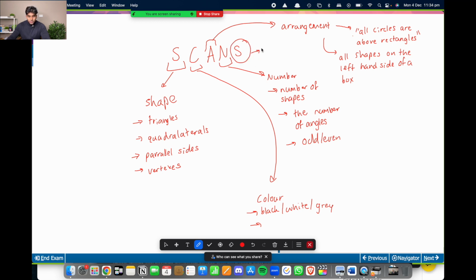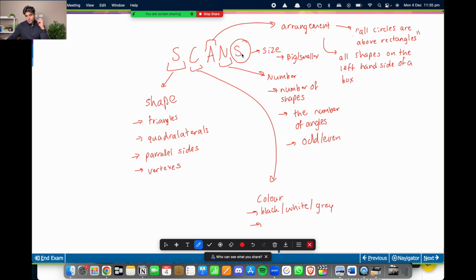And the last S refers to size. Maybe one thing is bigger than another thing. There's a big square and then a little square, and then there's a big circle and a little circle. Maybe they have different colors. So pay attention to size, just bigger versus smaller.